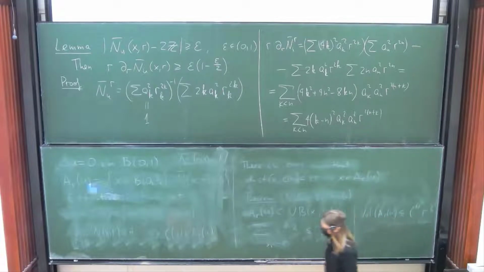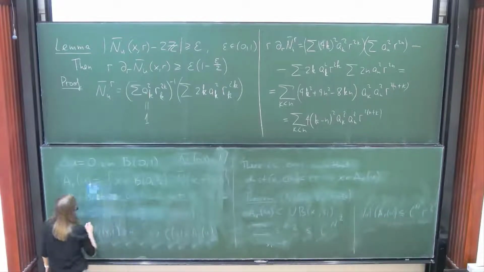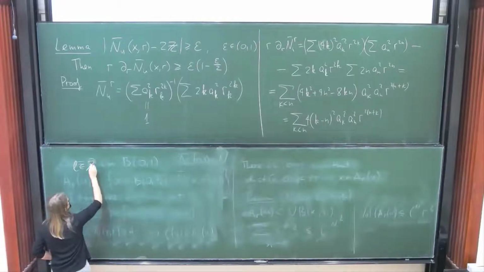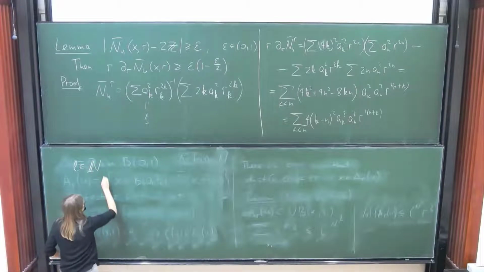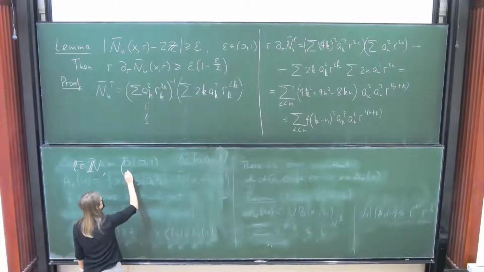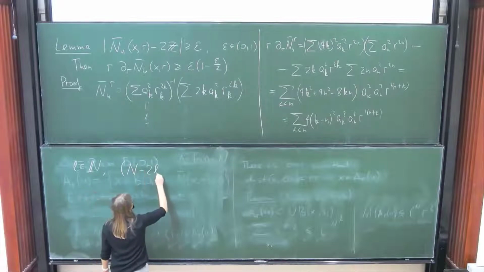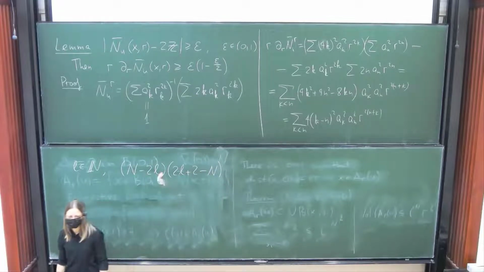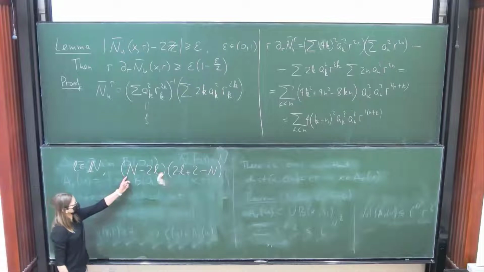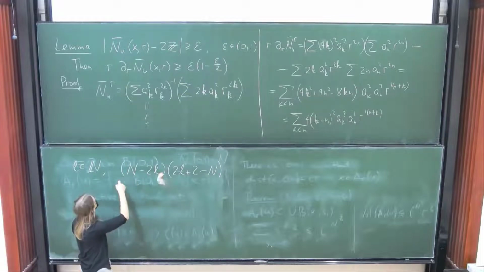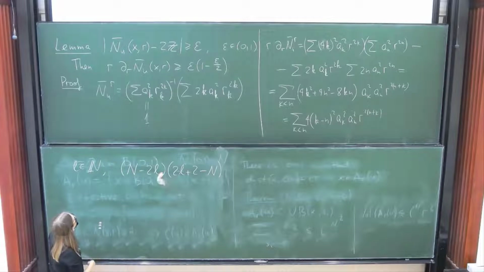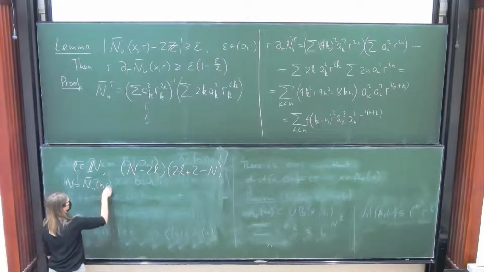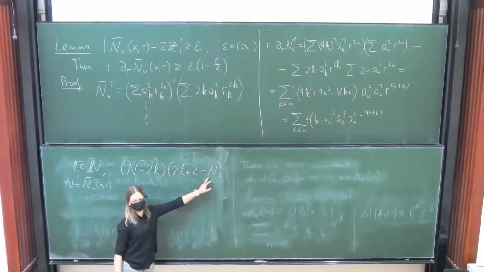So I want to now compare this to the following quantity. Let L be a positive integer. We'll look at the following expression: the frequency, this is nu, of x, r, minus twice an integer times this one.